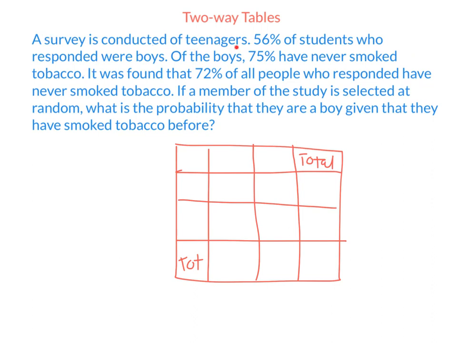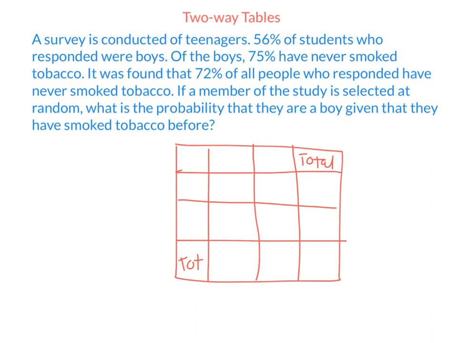So surveys were conducted of teenagers. 56% were boys. Of the boys, 75% have never smoked before. It was also found 72% of all the people had never smoked before. So we're going to select a member of the study at random and calculate the probability they are a boy given that they have smoked tobacco before. All of this information is very confusing. It would be hard to calculate this probability without some way to organize all of the information we're given. That's what the two-way table will do.